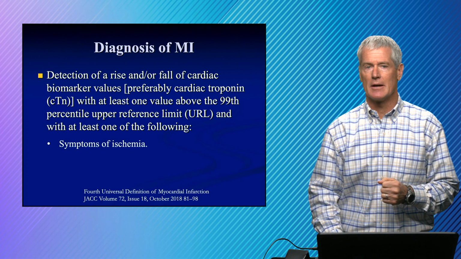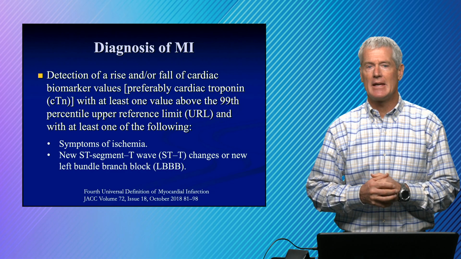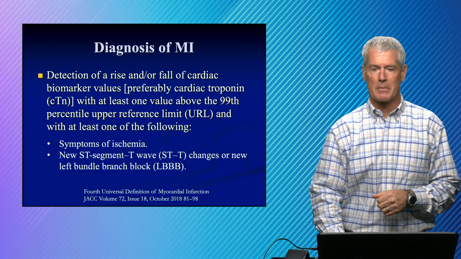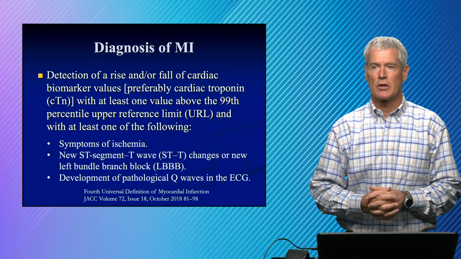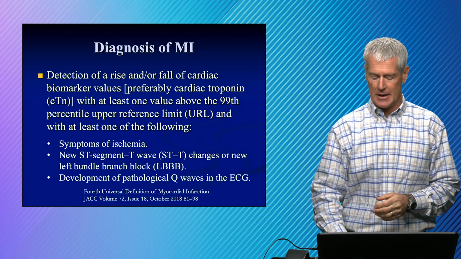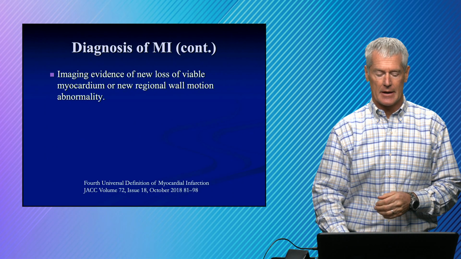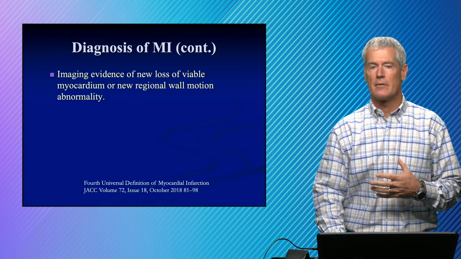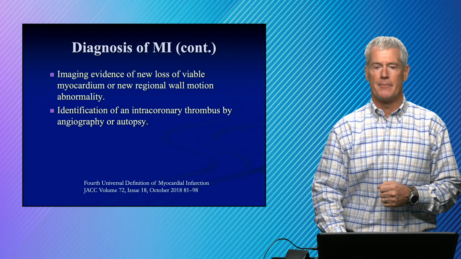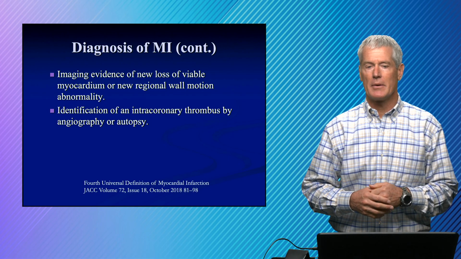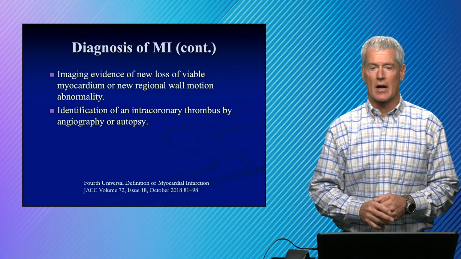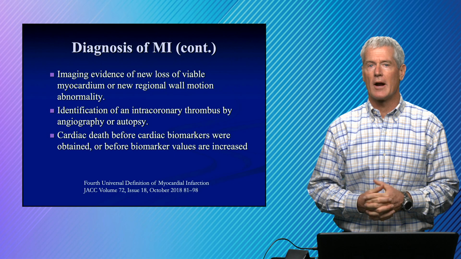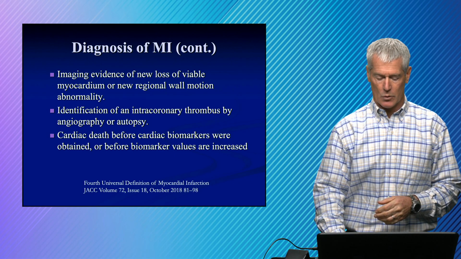So symptoms of ischemia, that would be chest pain. EKG changes in the ST or bundle branch blocks. Pathological Q waves, so those are another EKG finding that would be particularly bad. Imaging studies showing loss of contractile muscle. Identifying a thrombus by angiography or at autopsy, or you could have a cardiac death before biomarkers were available or were increased.